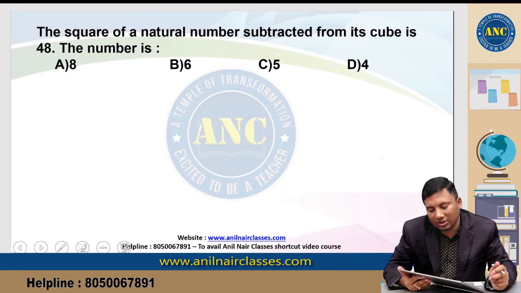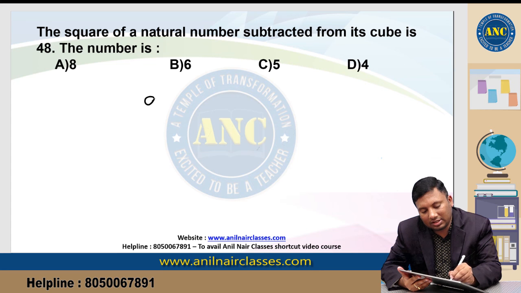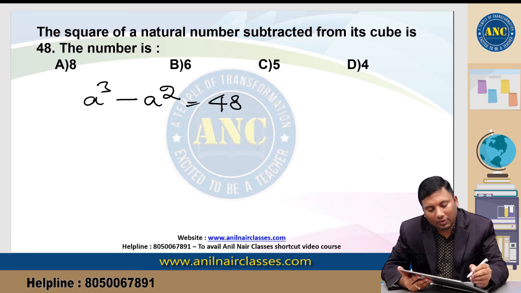The square of a natural number subtracted from its cube is 48. Square is subtracted from its cube, it is nothing but 48. So we can easily solve this by using the answer options.